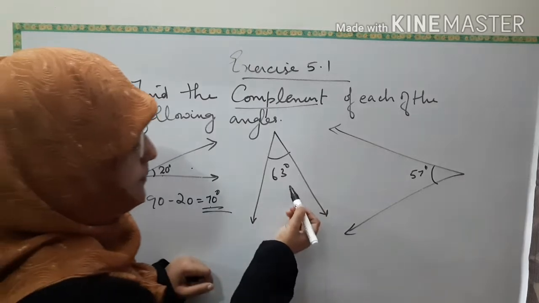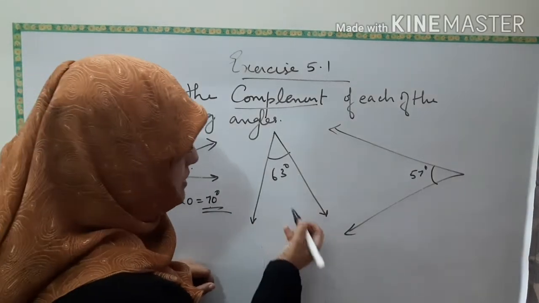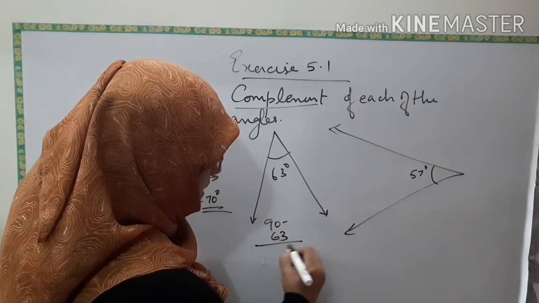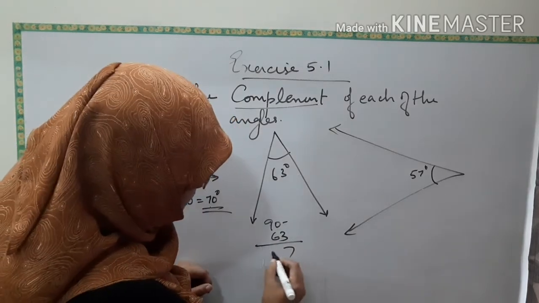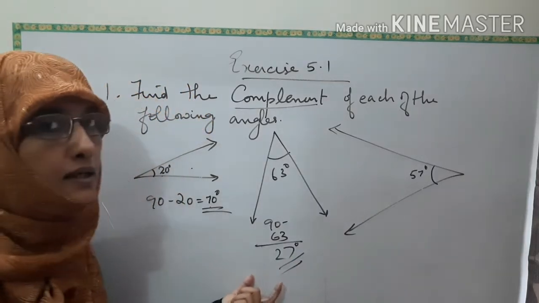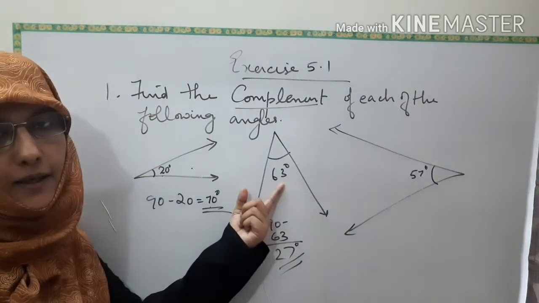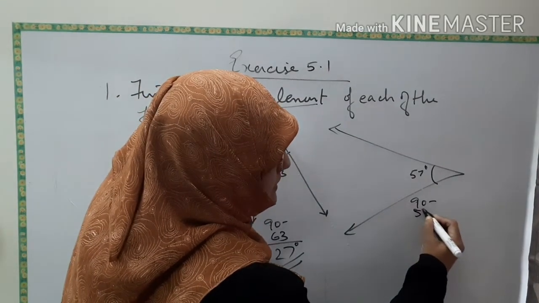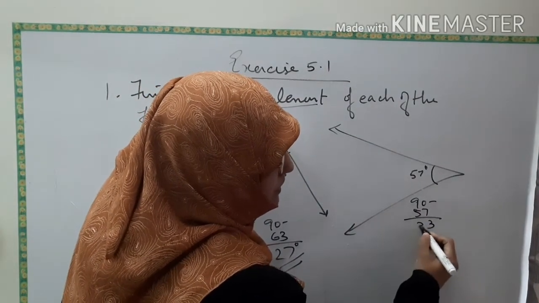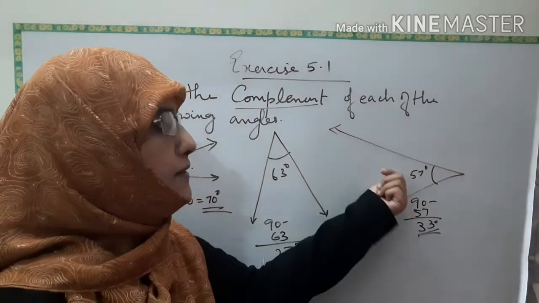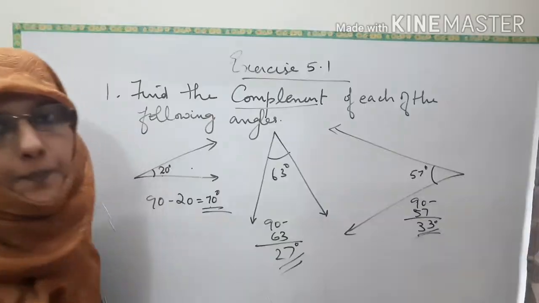See the next one, 63 degrees. So, the complement of that will be 90 minus 63. What is 90 minus 63? 27. So, 27 is the complement of 63. Then 57. 90 minus 57. 33. 33 is the complement of 57 degrees.